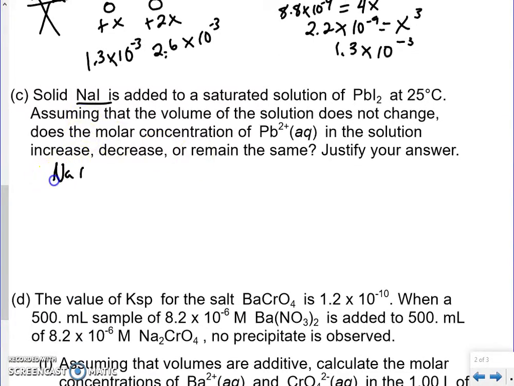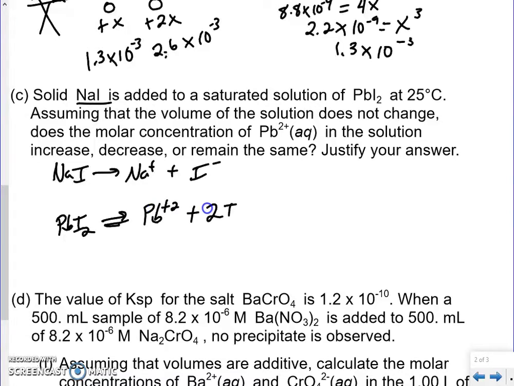Well, what do we know about sodium iodide? Sodium iodide is a fully soluble salt, which means it's going to produce sodium ions and iodide ions. And that's non-negotiable. That fully dissolves and fully ionizes. Let's look at our equilibrium here, which is our lead 2 iodide breaking down into some lead ions and some iodide ions. Notice that both of these reactions going on in the same solution are producing the same ion. Remember, this is our common ion effect.